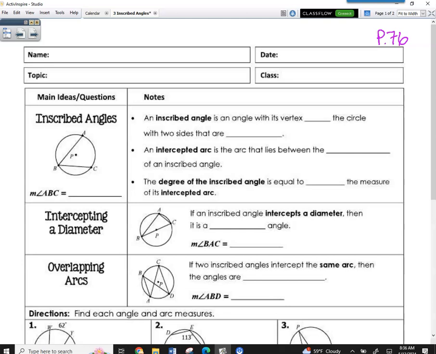This is page 76. So there were only two types of angles. There were central angles and inscribed angles. We already learned central angles equal their arcs. And now what we're going to learn is the relationship with inscribed angles.